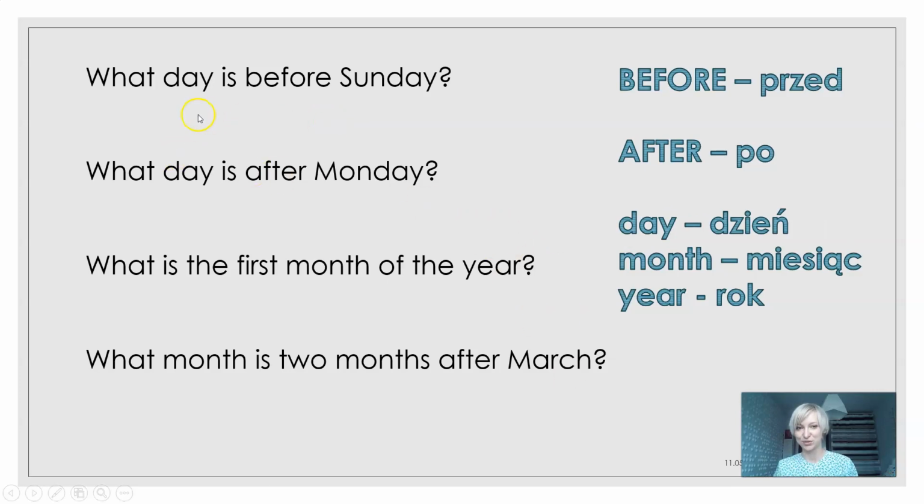Uwaga, uwaga, tutaj ostatnio też był błąd. Nie wiem, co się ze mną działo ostatnio. Więc jeżeli ktoś pamięta odpowiedź It's Monday, jest to zła odpowiedź. Tym razem też poprawiona. Stop the recording. And the answers are, what day is before Sunday? It's Saturday. Day after Monday is Tuesday. The first month of the year is January, and 2 months after March is May.